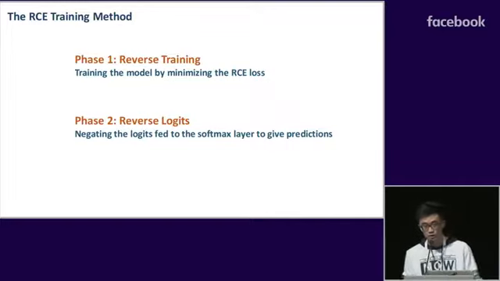And the RCE training procedure based on the RCE loss is also very simple. We first do reverse training to train the model by minimizing the RCE loss. Then we negate the logits fed to the softmax layer to give final predictions.